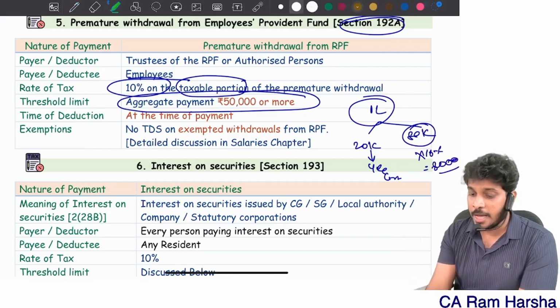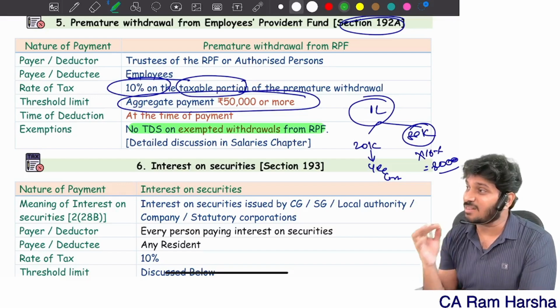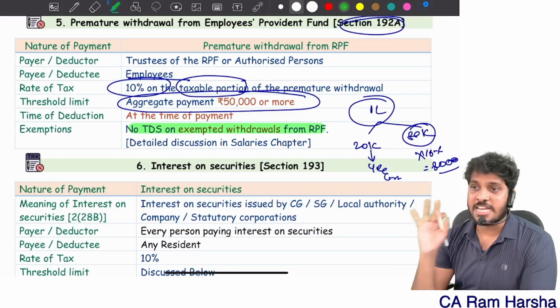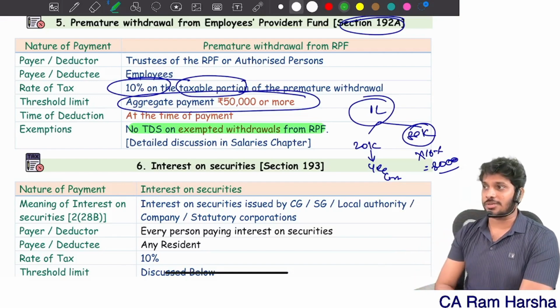Are you clear? Suppose you are withdrawing after 5 years of service, which is fully exempted, then there is no TDS on that. That's it. Easy or not?